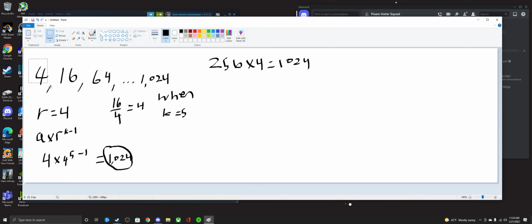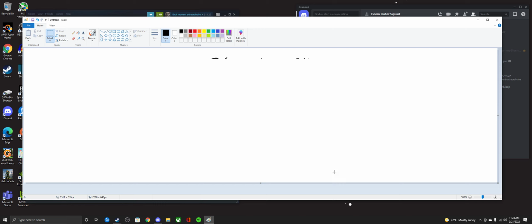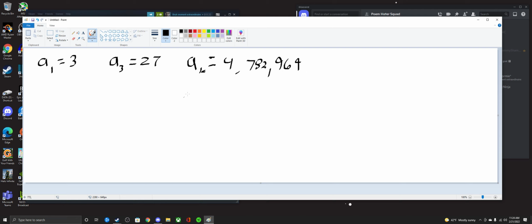So now that we know that, I want to pose sort of a reverse question. What I mean by reverse question is, let's say you know that a1, the first term in the sequence, is 3. You also know that a3, the third term in the sequence, is 27. We want to find ak, whatever term this is, the kth term, and that equals 4,782,969. And we're looking for k, so we'll say find k.